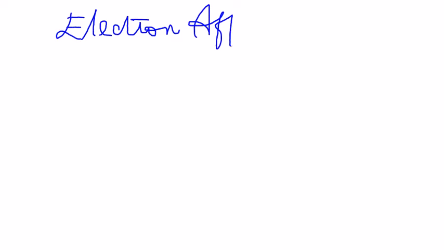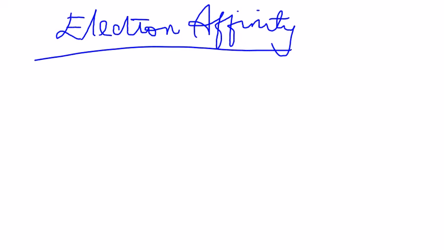And the last property, of course, as you know, is the electron affinity. Electron affinity is the tendency of an element to attract electrons towards itself, and in this process, energy is released.